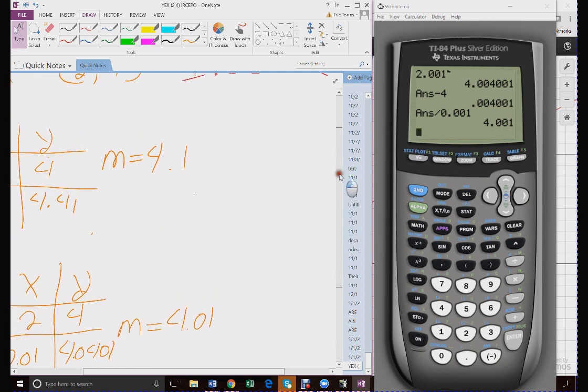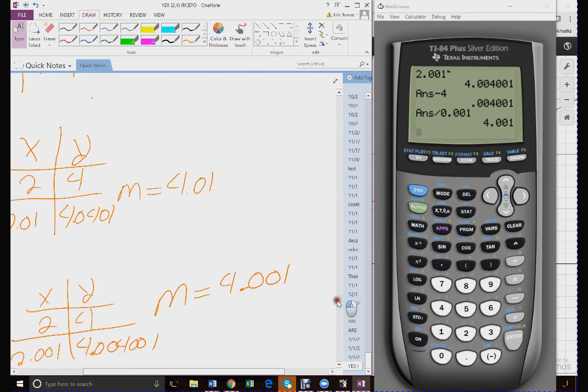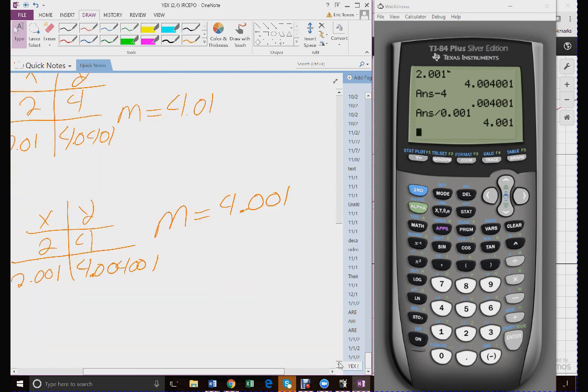First estimate, 4.1. Second estimate, 4.01. Third estimate, 4.001. And I'm guessing as my x values get closer and closer, that I am now confident that I can make a good estimate of my instantaneous rate of change, the slope of the tangent line, to be approximately, let's use the approximate symbol here because it's still an estimate, approximately an instantaneous rate of change of 4.